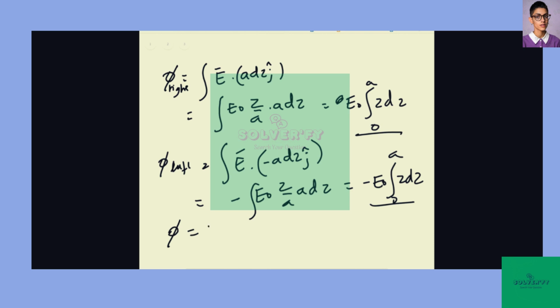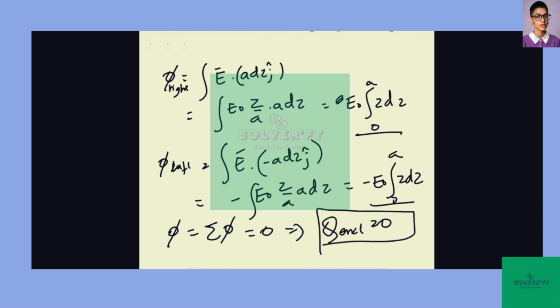Hence, the total flux, which is the sum of all the fluxes, will be 0, which means the charge enclosed will also be 0. That's it.